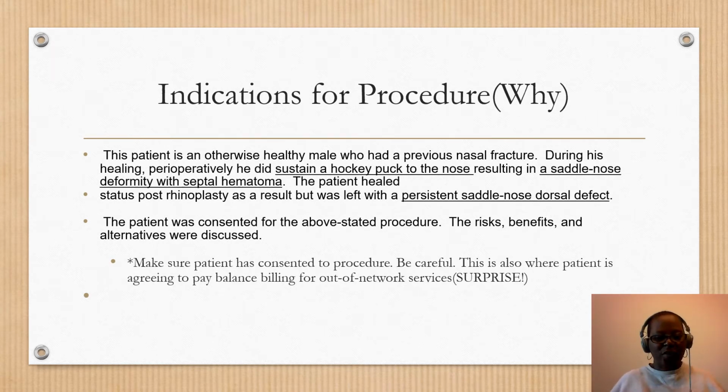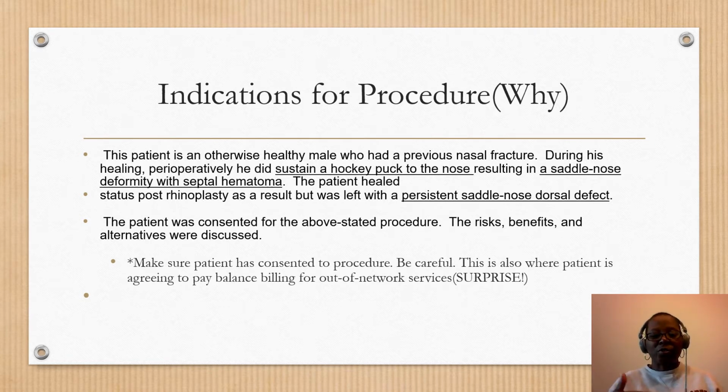So our next phase is the indications for the procedure. Again, the question of why. Why are we performing this procedure? So based upon the surgeon's indications for procedure, it states that the patient is an otherwise healthy male patient who had a previous nasal fracture, as I had assumed previously. During the healing process, the patient had also sustained a hockey puck to the nose, which resulted in a saddle nose deformity with septal hematoma. The patient did heal or recover, however, status post rhinoplasty. As a result, the patient was left with a persistent saddle nose dorsal defect. And so they're going in again to correct that, which is that nasal deformity.